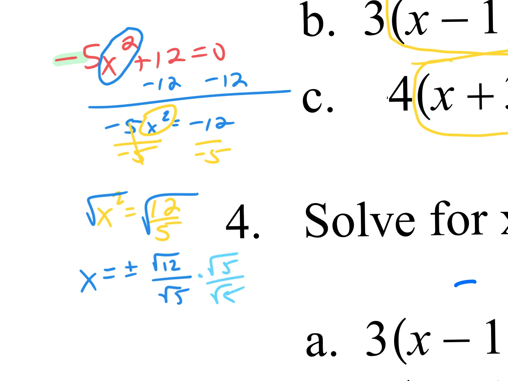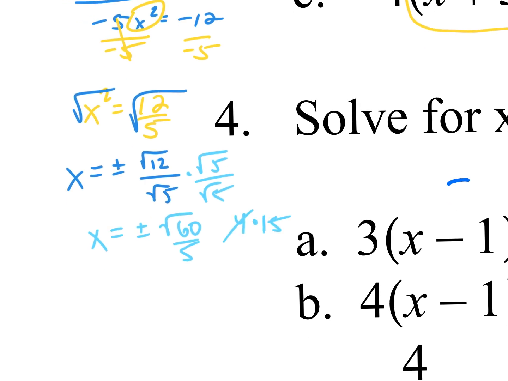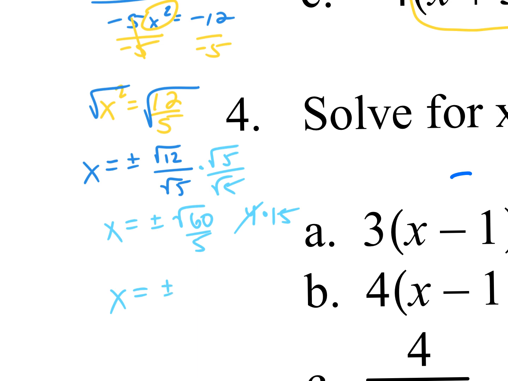Let's rationalize first. So x equals plus or minus, what's 12 times 5? 60. So square root of 60 over 5. And then am I done? No, for the love of God, this problem just keeps going. What do I do with 60? Break it down in 2. 4 times 15. So x equals plus or minus 2 square root of 15 over 5.